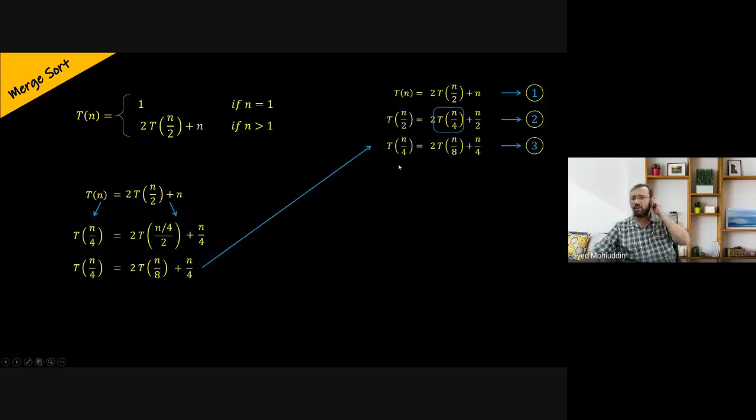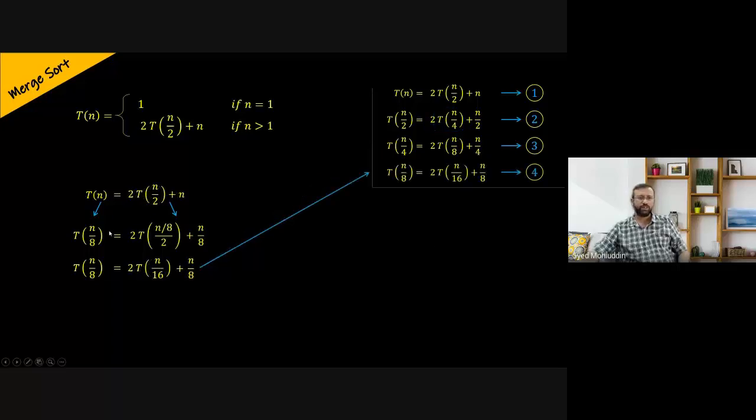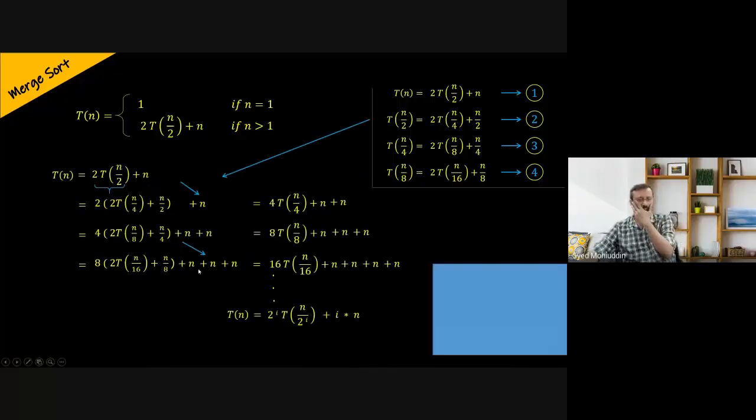Then same way for n by 4, we have T(n/4) equal to 2T(n/4 by 2), so it becomes n by 8, plus, instead of n, we have n by 4. That becomes our third equation. Then the fourth equation is, instead of n, we are substituting n by 8. So here 2T(n/8 by 2), which is n by 16, plus n by 8. So this becomes our fourth equation.